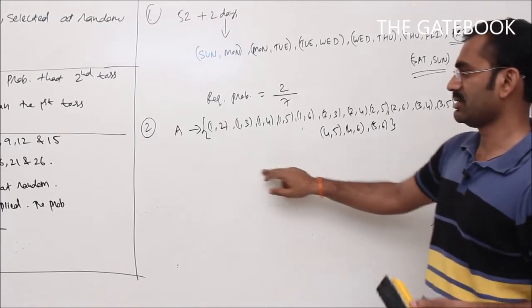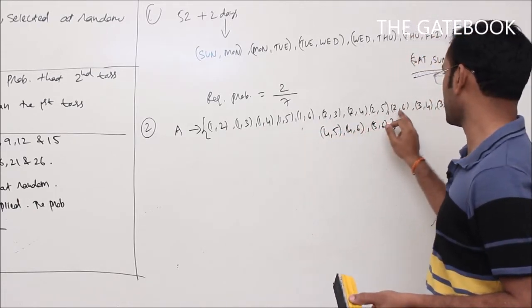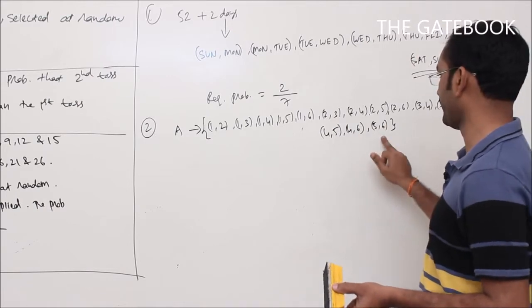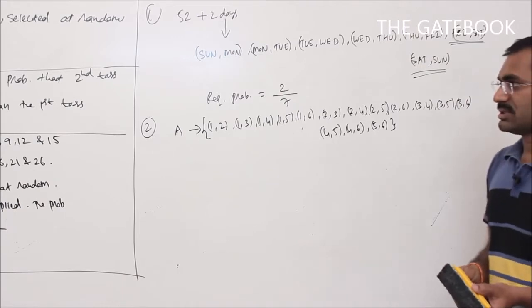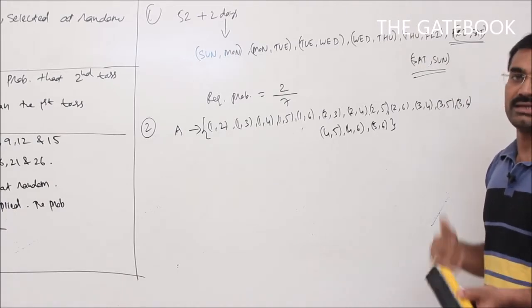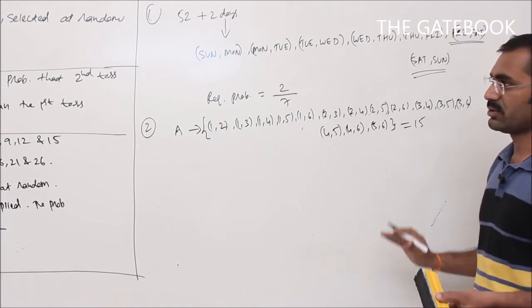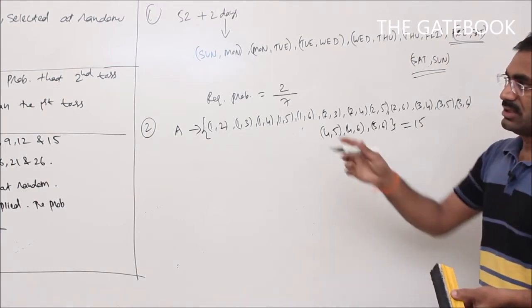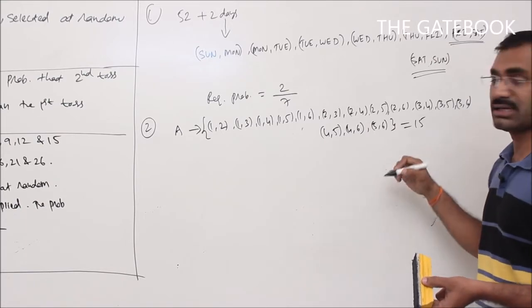If you count all these favorable outcomes, you will get 1, 2, 3, 4, 5, 6, 7, 8, 9, 10, 11, 12, 13, 14, 15. So the total number of favorable cases for the second toss being higher than the first is 15. What about the total number of possible cases here? The die is tossed 2 times, so 6 squared, that is 36.